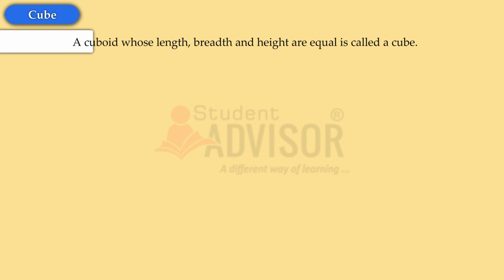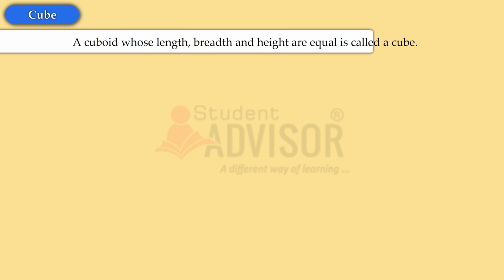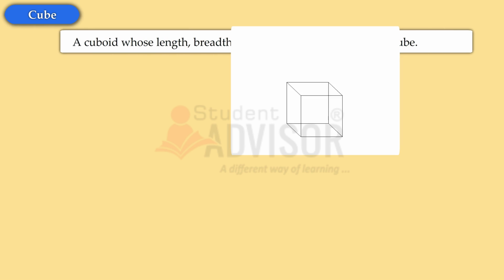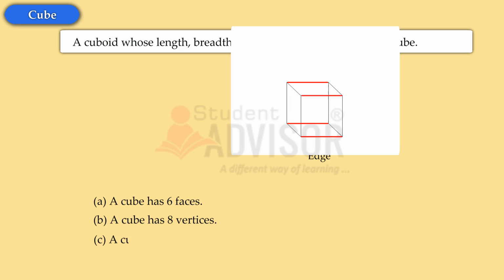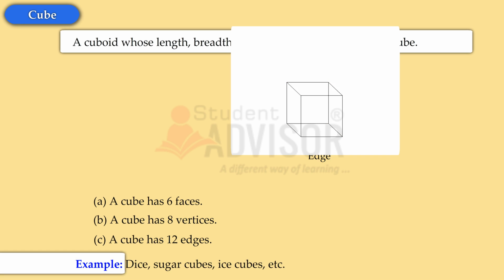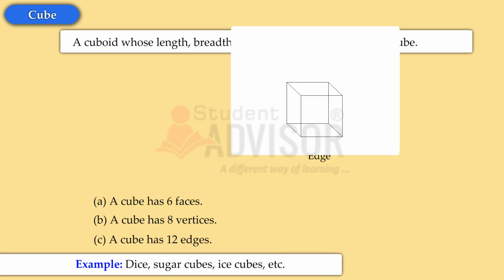Cube. A cuboid whose length, breadth and height are equal is called a cube. A. A cube has 6 faces. B. A cube has 8 vertices. C. A cube has 12 edges. Study the given example. Dice, sugar cubes, ice cubes, etc.